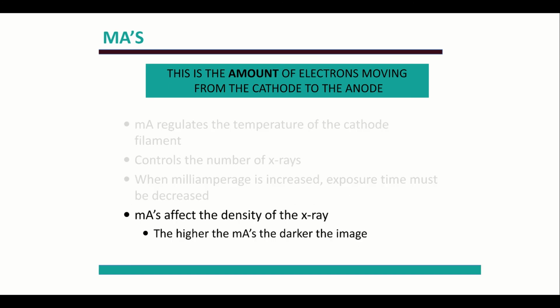And again, mAs affects the density of the X-ray. The higher the mAs, the darker the image.